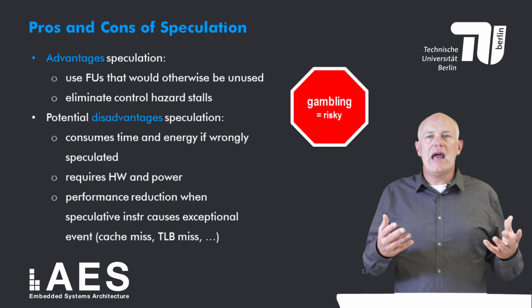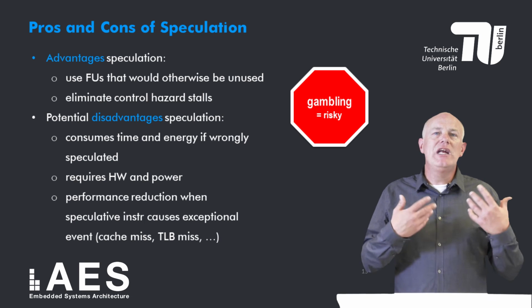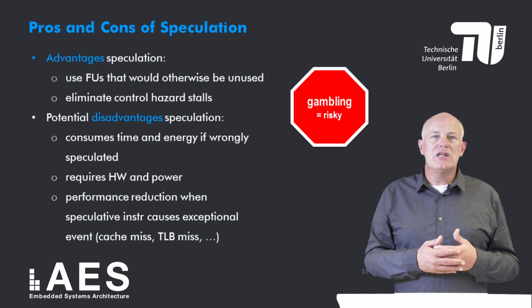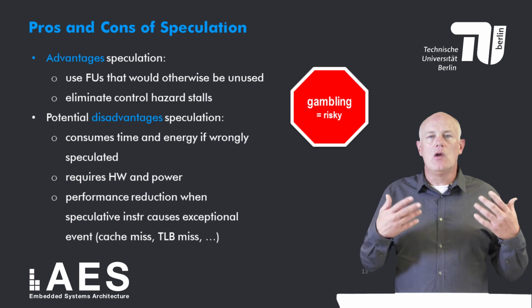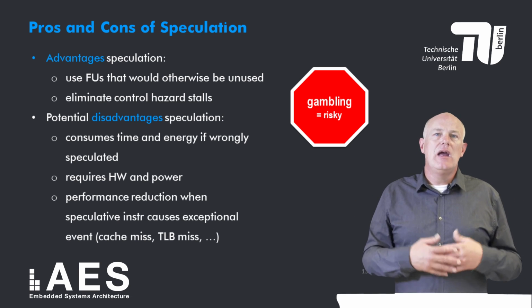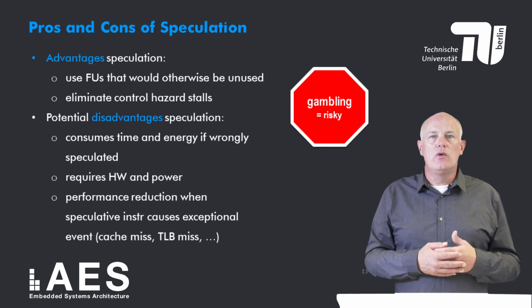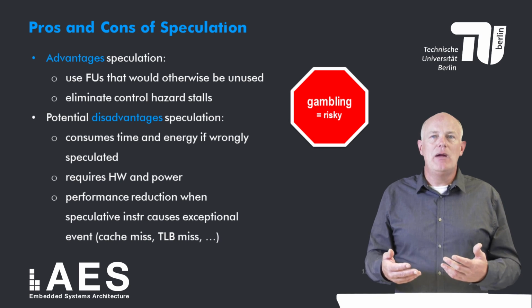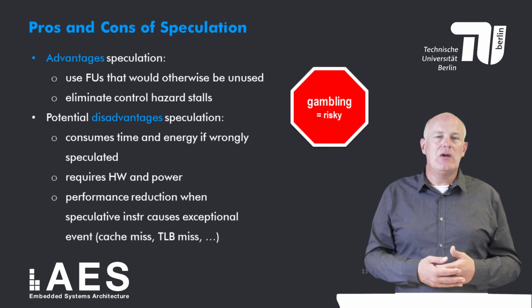Third, if we are not careful, speculation may even reduce performance when the speculative instruction causes an exceptionally long latency event, such as a cache miss or a TLB miss. If we speculatively execute a load and that load causes a cache miss, then handling the miss will take time, and this time is wasted if the speculation was wrong.